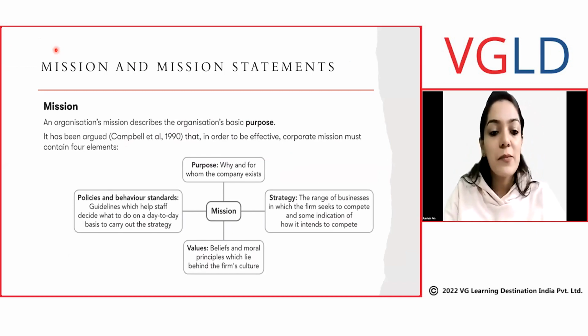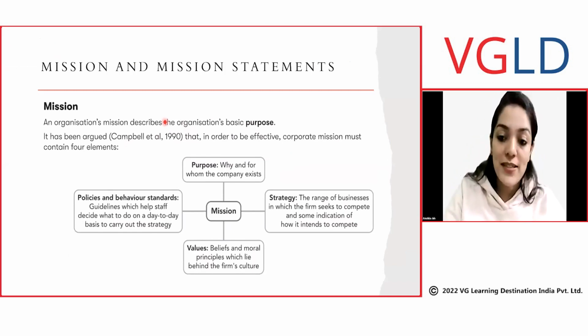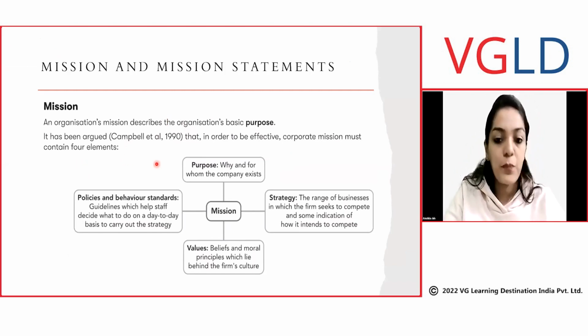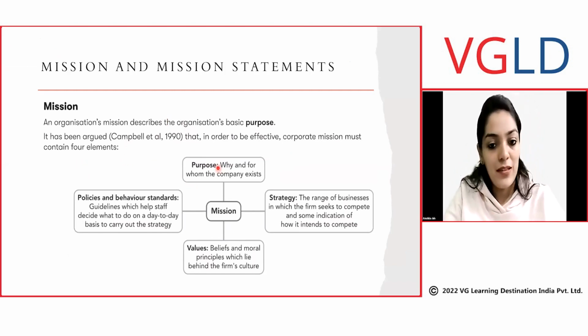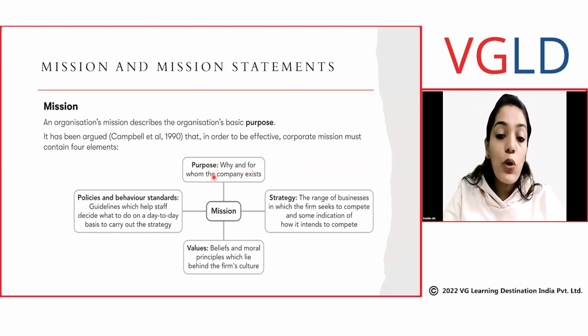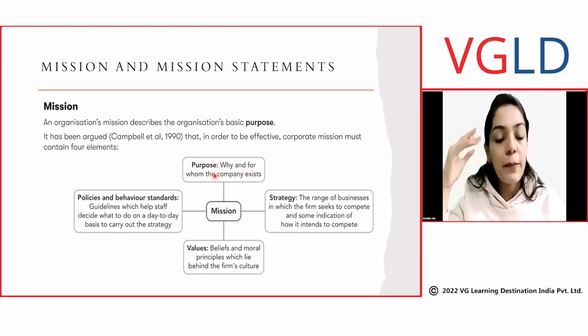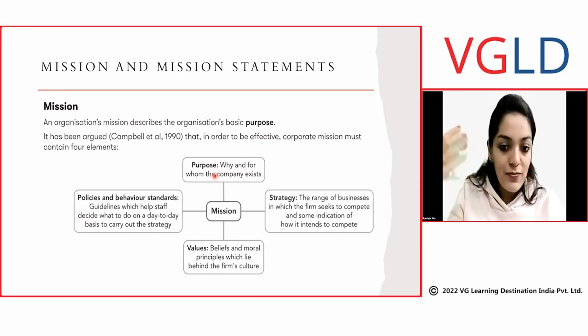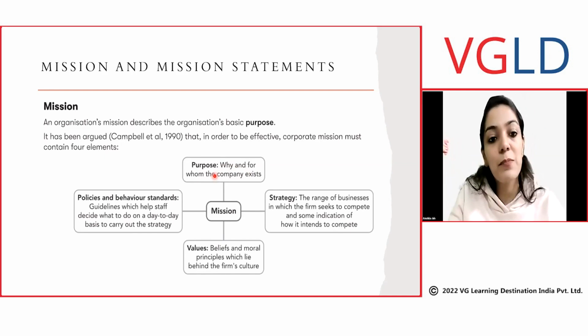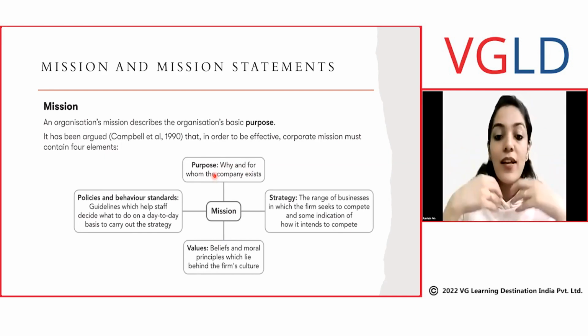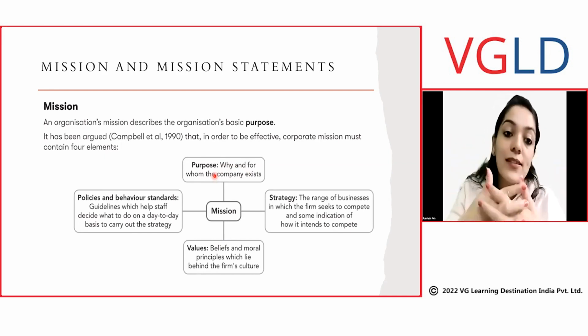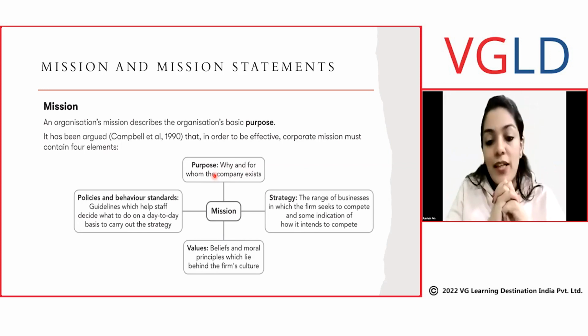It has been argued that in order to be effective, a corporate mission must contain 4 elements. And what are they? Purpose: why and for whom the company exists. So Facebook, like Meta, we can say it exists for people who want to network. Why is it there? It is bringing the world closer together. And for whom the company exists, those who want to network.